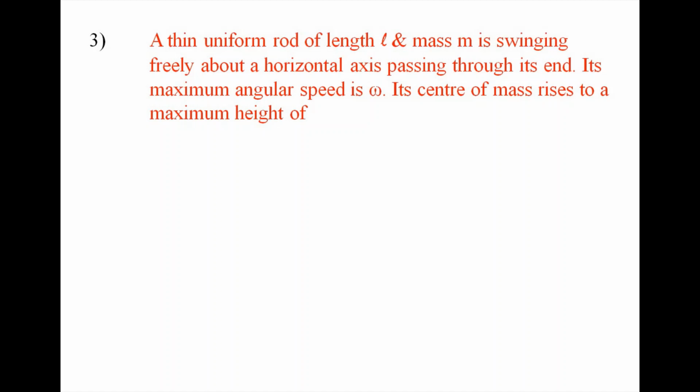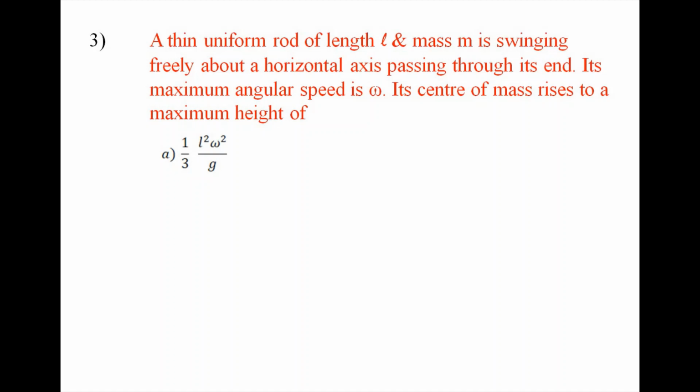A thin uniform rod of length l and mass m is swinging freely about a horizontal axis passing through its end. Its maximum angular speed is omega. Its center of mass rises to a maximum height of. Let's see the options.